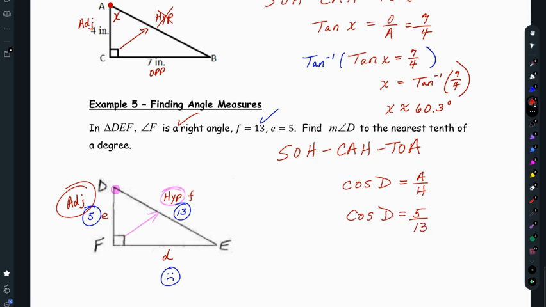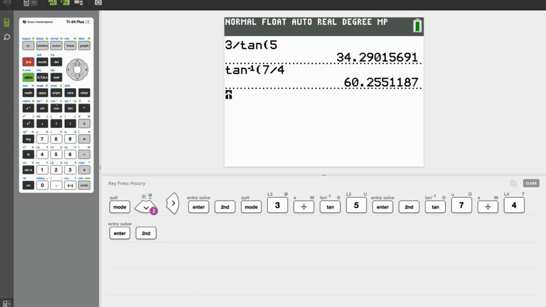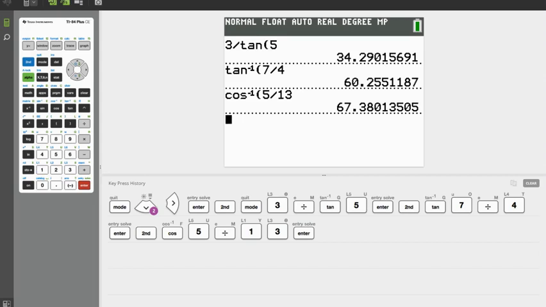If I want to solve for an angle, I'm always going to use the inverse function. I have to undo cosine, so I'm going to use inverse cosine. On the left side, I get D, and on the right side, I have inverse cosine of 5 divided by 13. I'm going to put that in my calculator, and it says calculate to the nearest tenth of a degree. You're going to do second cosine to get the inverse cosine function, and 5 divided by 13. Rounded to the nearest tenth, I get 67.4 degrees.